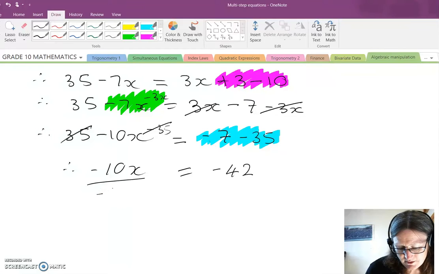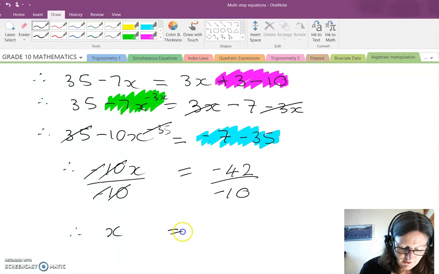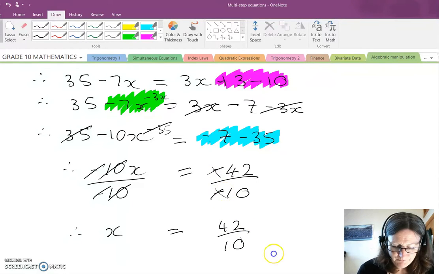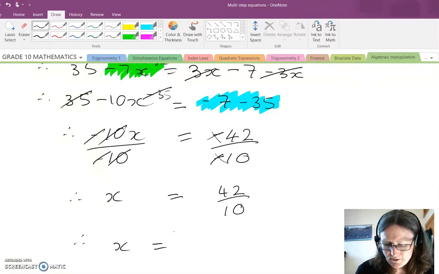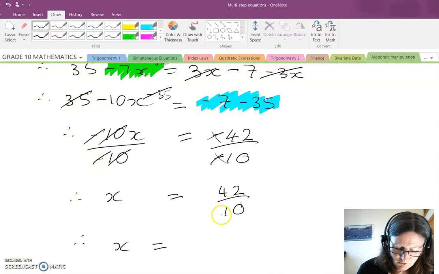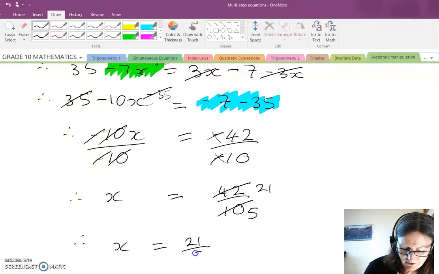So if I divide this by negative 10, that cancels and just leaves me with x, which is what the whole aim is. So I just have to remember that I need to divide this by negative 10 as well. So I have 42 over 10 because the negative and the negative cancels out. I need to look at this and think, well, I actually can simplify this, because you should always write fractions in simplest form, and 2 goes into 10 5 times, and 2 goes into 42 21 times. So x is 21 over 5.